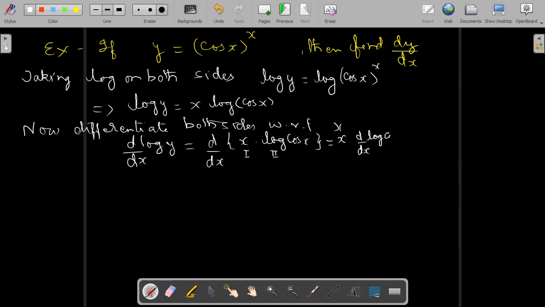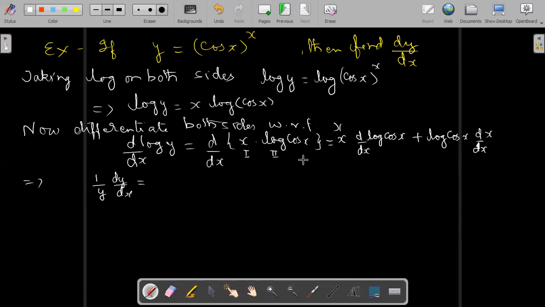d by dx of log cos x, plus, leaving the second function log of cos x, and differentiate the first function, d by dx of x. Okay. Now differentiate. As I told you, the left side is always log y. The differential of log y is 1 by y times dy by dx. First differentiate the outermost, then the inner.